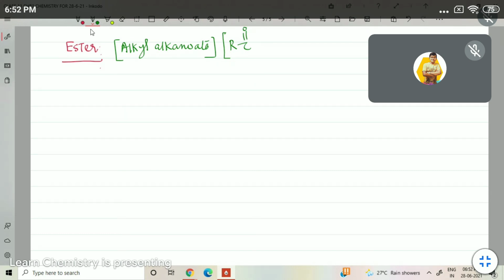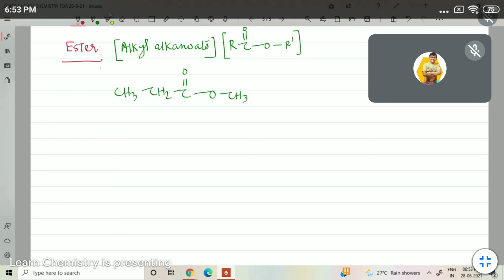General structure of ester is something like this: R C double bond O single bond O R dash. This ester is basically a combination of a carboxylic acid and an alcohol that we'll obviously discuss later on in detail. But as of now, our main goal is to write down the nomenclature of the ester.